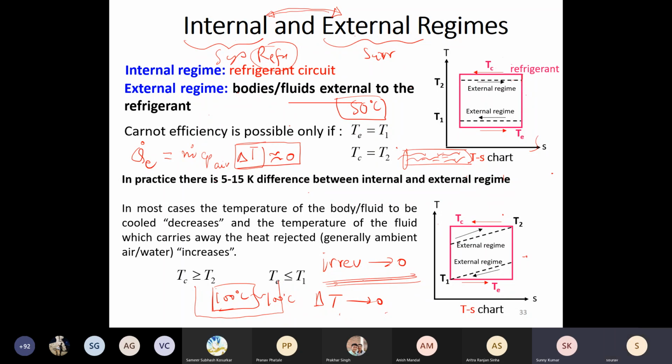It always dealt with equilibrium processes. But in practice, you will have to have at least a finite amount of temperature difference. So let's say 99 or 98. What I was telling is around 5 degrees is what we typically maintain as a designer. So I will choose to have 95. So then you have a temperature difference between the internal regime and the external regime.